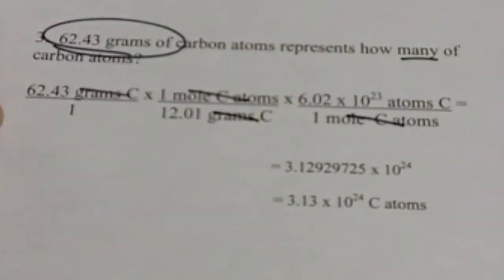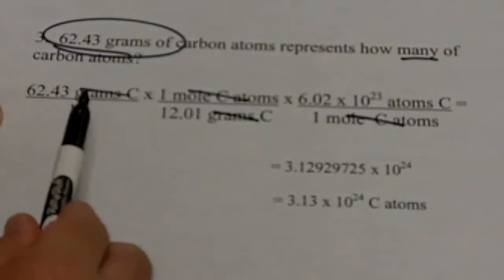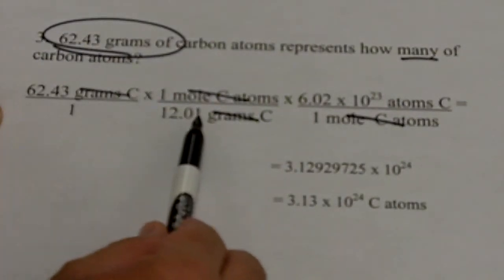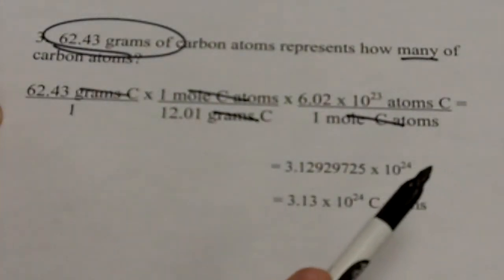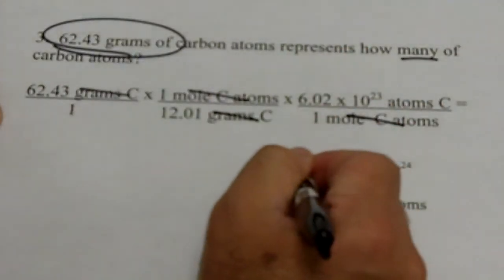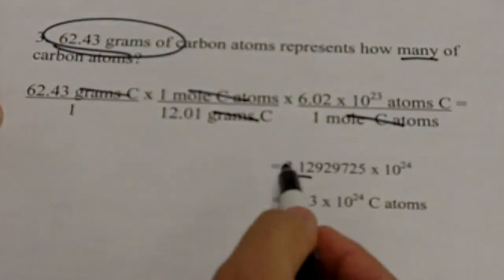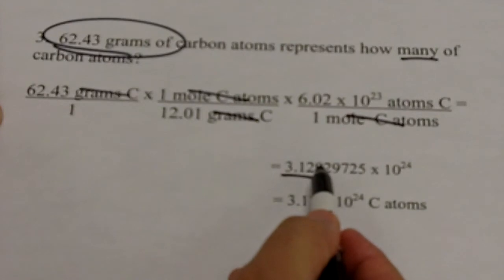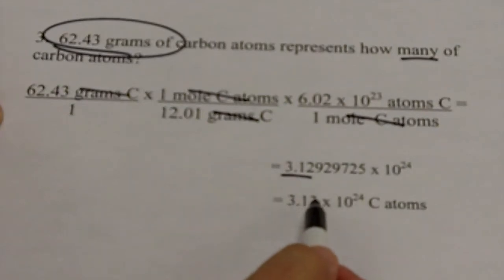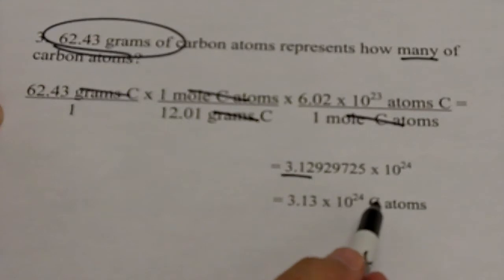I can't keep all those numbers. How many can I keep? I have 4 significant digits here, 4 there, 3 there. Unfortunately, I can only keep 3 significant digits, so I'll take these right here, 3.12. The 9 is 5 or bigger, so that kicks this 2 up. So I get 3.13 times 10 to the 24th carbon atoms.